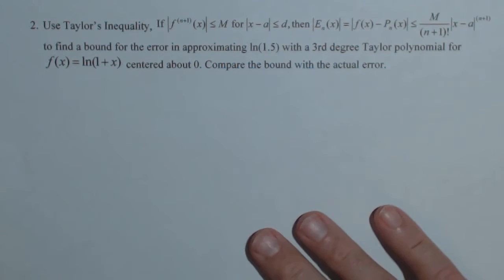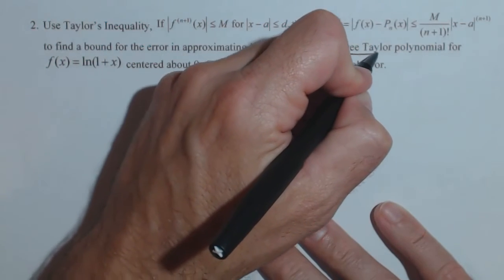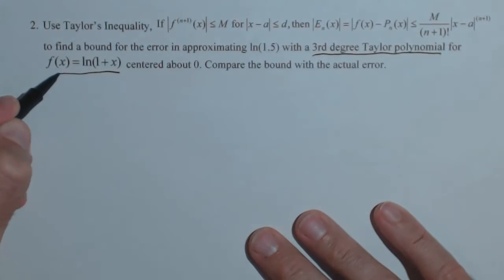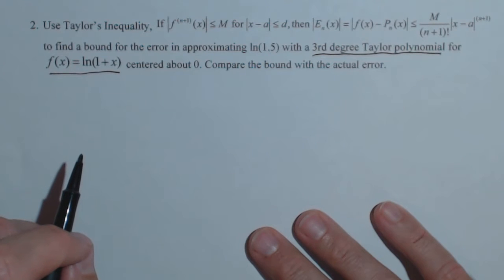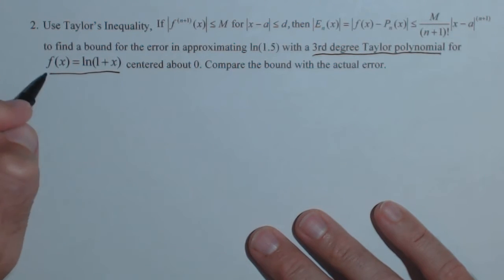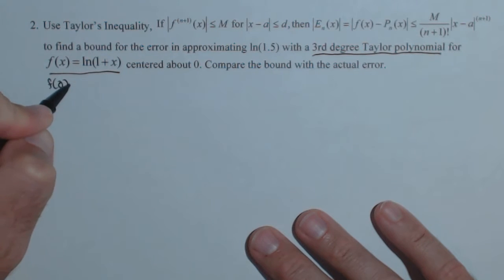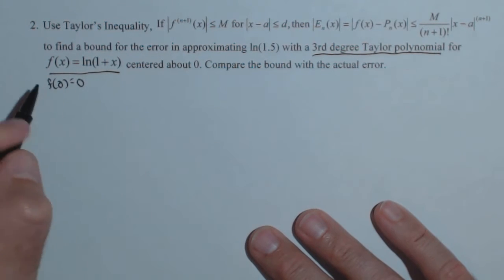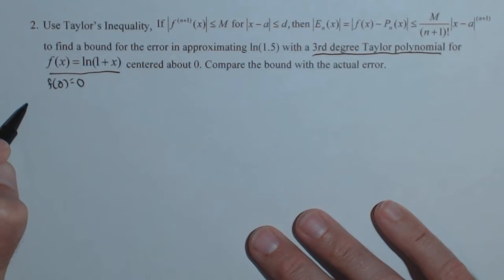So let's start with what we need. First off, we need a third degree Taylor polynomial for this function, which means we're going to need the first three derivatives evaluated at 0. Now, f of 0 just equals 0, if you plug that in. Now let's find our derivatives.